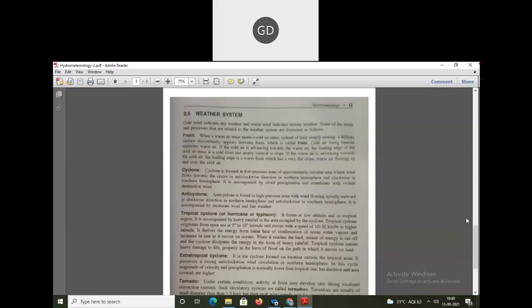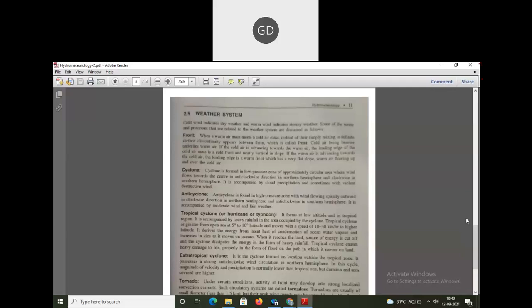Then comes your tropical cyclone. It is also known as your hurricane or typhoon. This tropical cyclone, hurricane or typhoon, is formed at a very low altitude and in a tropical region. Basically you will find this kind of tropical cyclone, that is hurricane or typhoon, in a tropical region. And it is accompanied by very heavy rainfall. In whichever area this tropical cyclone is happening, it will be accompanied by very heavy rainfall.